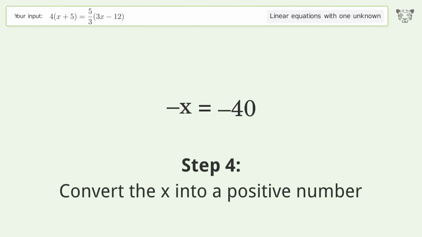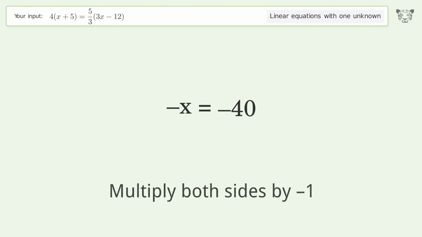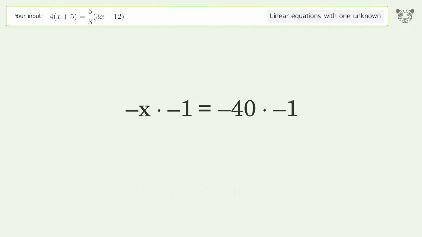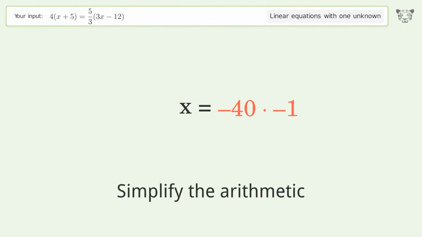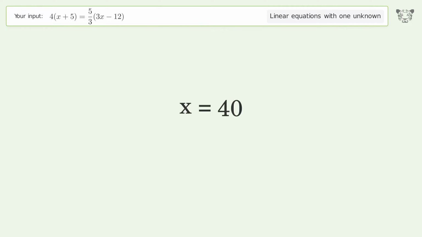Convert the x into a positive number. Multiply both sides by -1. Remove the ones. Simplify the arithmetic. And so the final result is x equals 40.